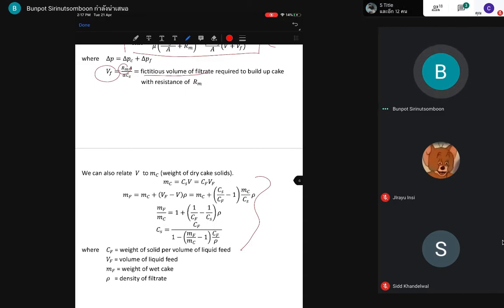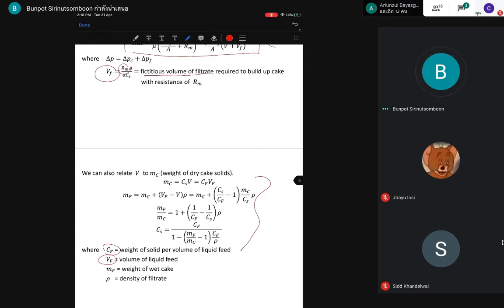Okay, so right here there's also the value CF, which is the solid per volume of liquid phase. CF is not the same as CS. CS is solid per volume of filtrate that we collect, but CF is the weight of solid per volume of liquid phase. It's like the inlet feed at the beginning before going into the filtration system. And also we have VF, the volume of liquid feed, which is different from V. V is the volume of collected filtrate, but VF is the volume of liquid feed.